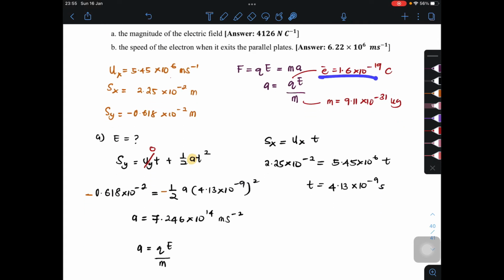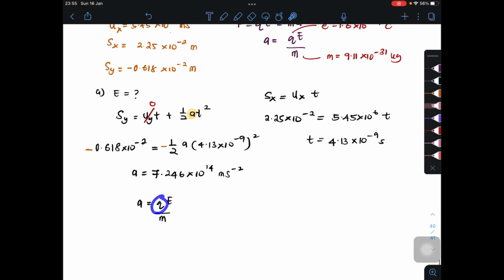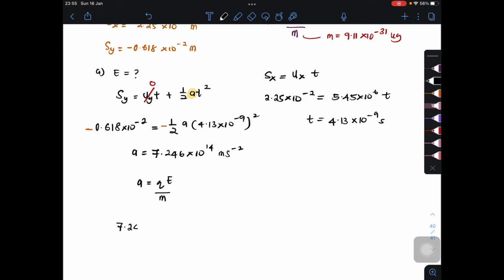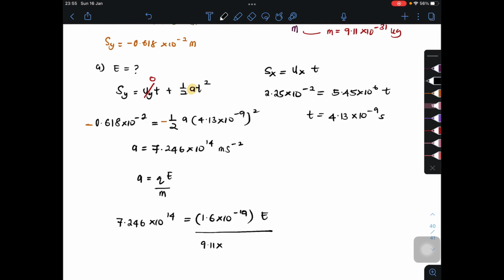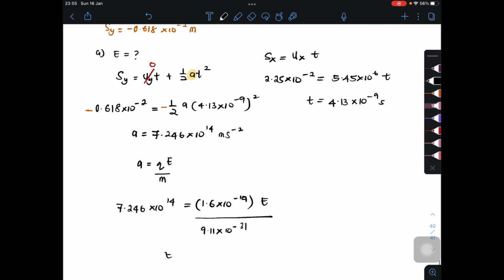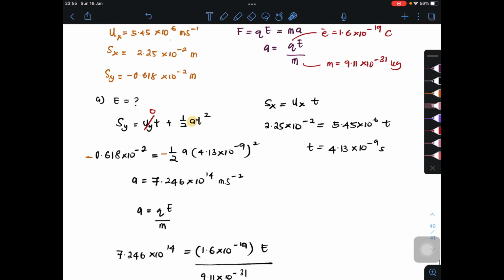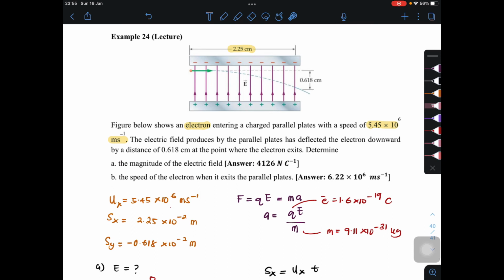Okay, so electron dia adalah negative, so we don't need to include the negative charge, the negative sign here. So just masukkan 7.246 exponent 14 equal to Q, and E is what we want. So this one 19 divided by the mass, and then we get the electric field is equal to 4125.7 Newton per coulomb. Okay, so this one is the first one, the magnitude of electric field.